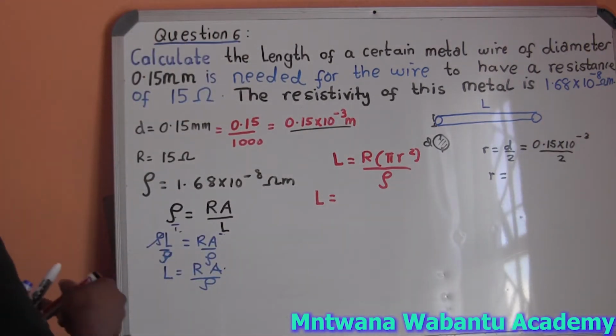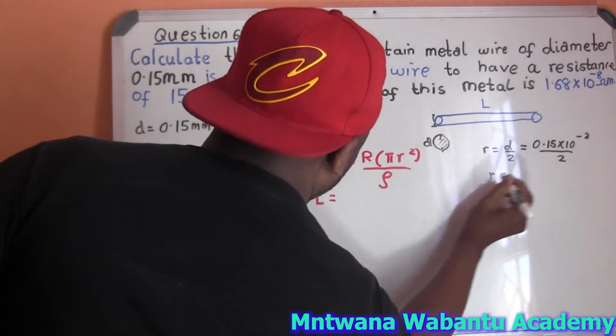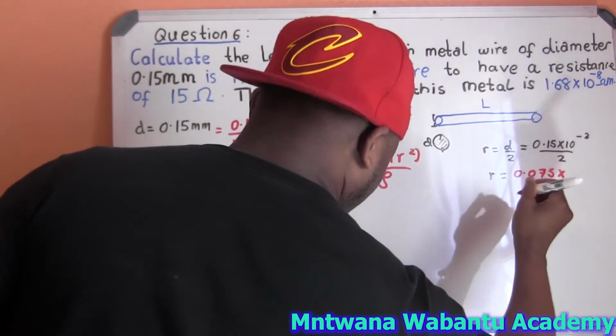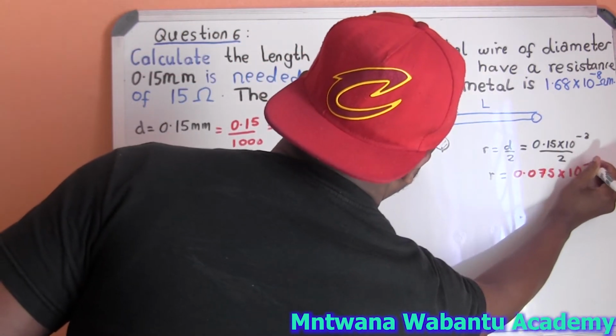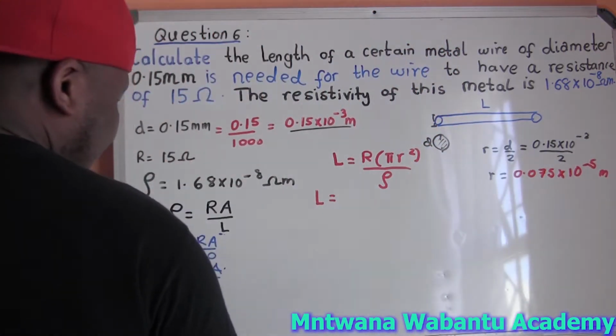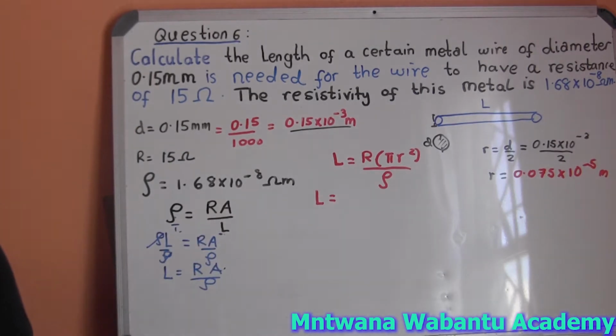So our radius, if you want to calculate it, the radius is going to be 0.075 times 10 to the power negative 5, times 10 to the power negative 5, which is going to be in meters. So that's our radius. That's our radius. So now let's just finish that.